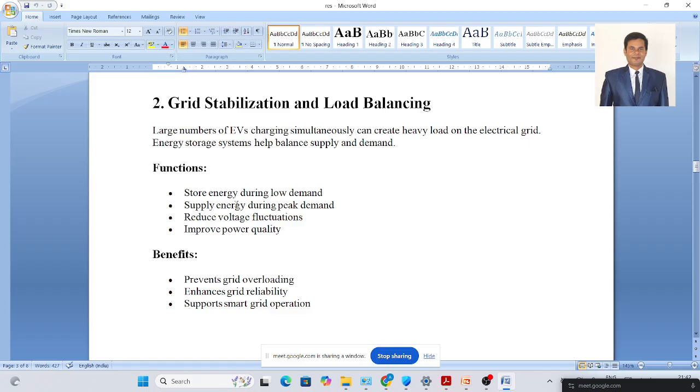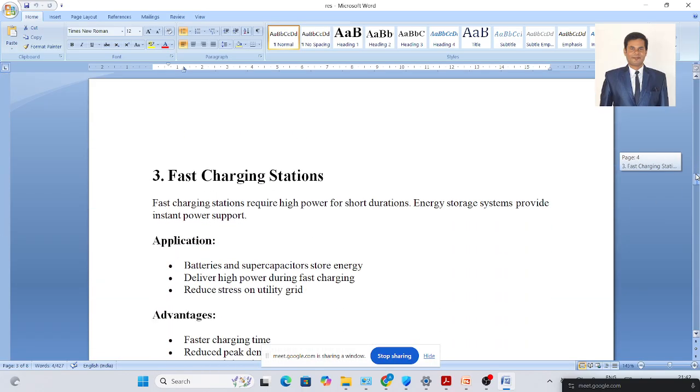The function is to store the energy during low demand, and also to supply the energy during peak demand. That is one of the functions where we achieve grid stabilization, right? Wherever the grid is becoming unstable, make use of your energy storage to stabilize the grid in an easier way. It also helps with grid reliability, making the system more reliable. That is one of the applications.